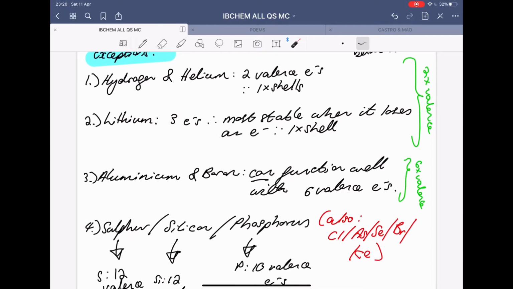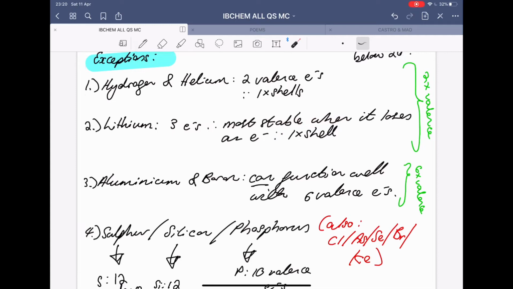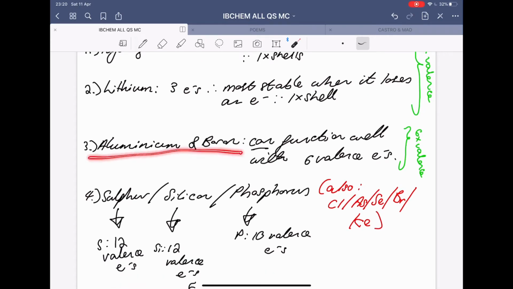However, there are exceptions to the octet rule, and I'm going to go through these. Hydrogen and helium can have up to 2 valence electrons. That's all you need to know, because of their one shell, and the first shell of an atom has a maximum of 2 electrons. Lithium, very similar to hydrogen and helium, has 3 electrons. So imagine losing its second shell because it loses its valence electron. It has a stable first shell.